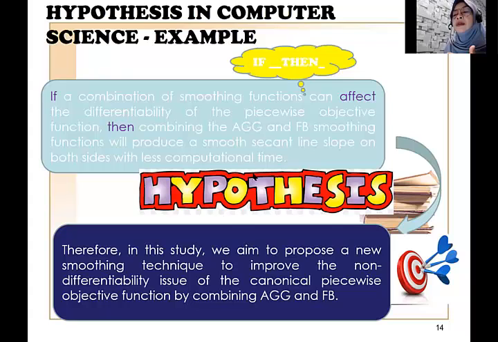So you have a look that we connect them with an if-then. In between that is the independent variable and dependent variable. In this case, the independent variable is the variable that we can control. That is a combination of smoothing function. You can choose any combination of smoothing function, and it will affect the dependent variable, that is differentiability of piecewise objective function.